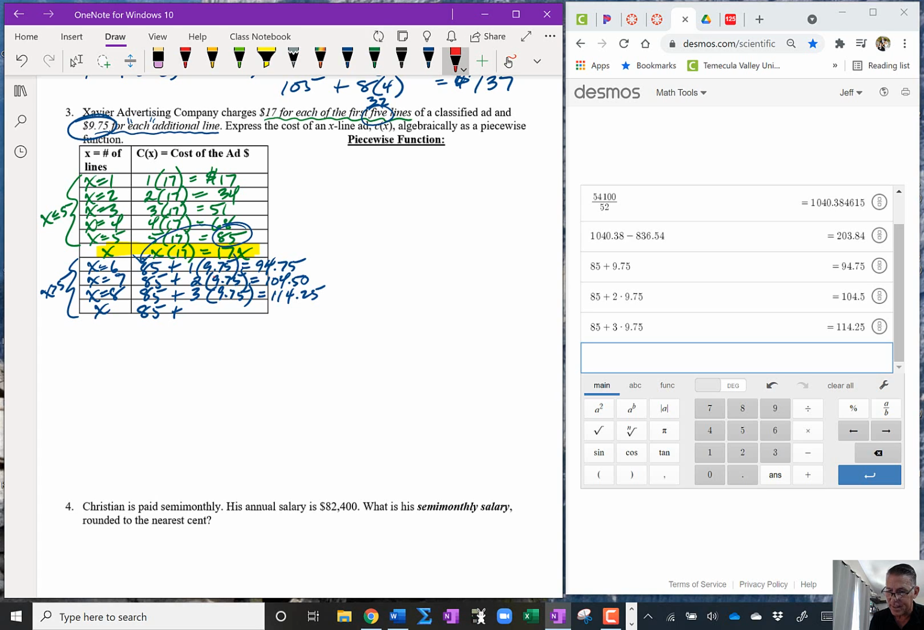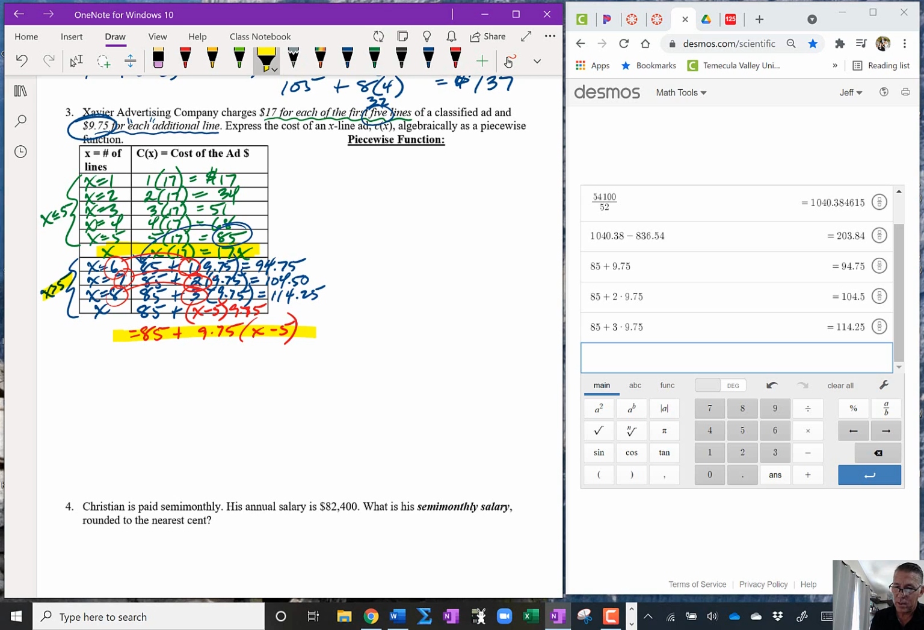For x equals 6, let's say, right here, it's 85 plus 1 times 9.75. When x is 7, it's 85 plus 2 times 9.75. When x is 8, it is 85 plus 3 times 9.75. And this number here, 3, is 5 less than 8, where before 2 is 5 less than 7, and 1 is 5 less than 6. So it's going to be whatever x is minus 5, right, times the additional cost, which is $9.75, or commonly written as 85 plus 9.75 times quantity x minus 5. That's the second part of our function.